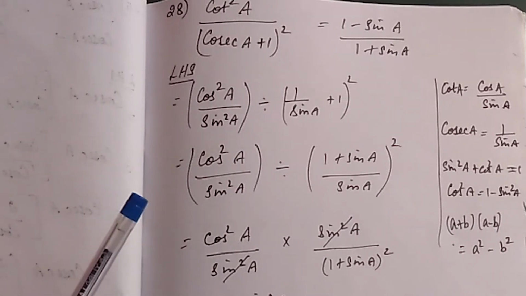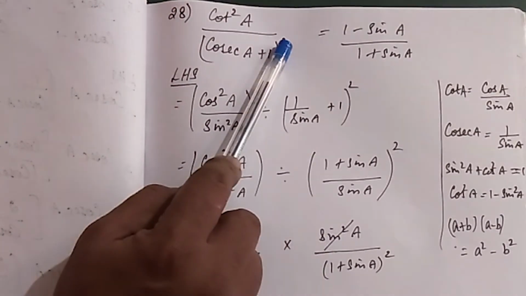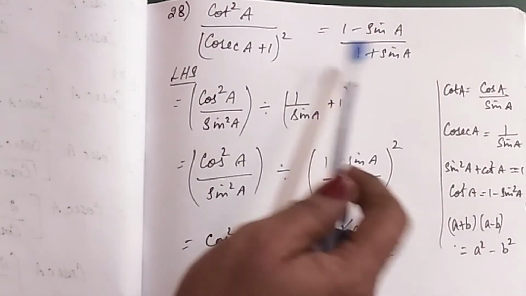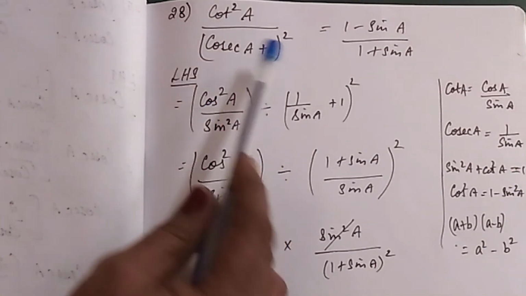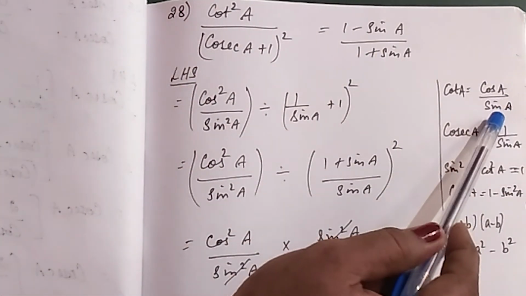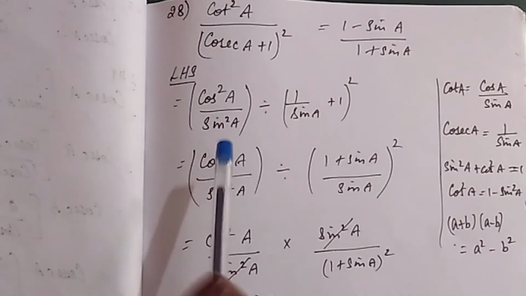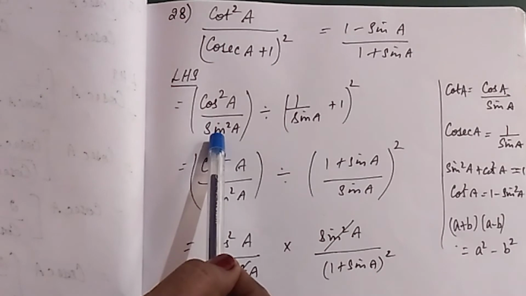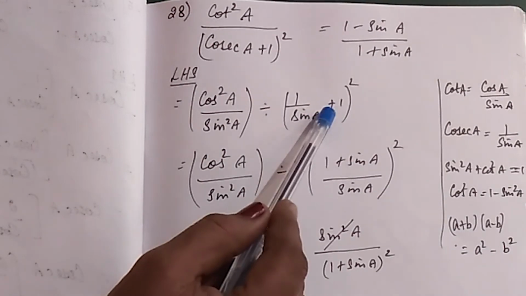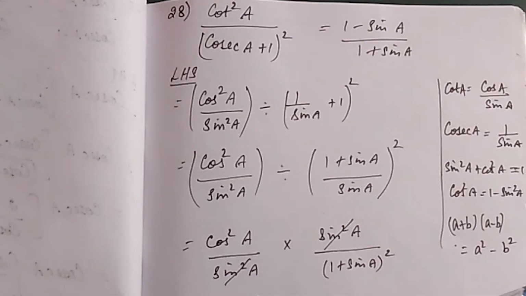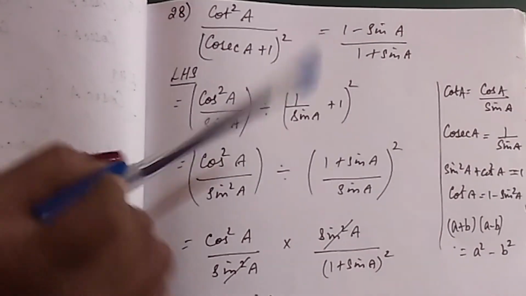Now see question number 28. Cot squared A upon (cosecant A plus 1) whole square is equal to (1 minus sin A) upon (1 plus sin A). Take the left hand side. Write cot as cos A upon sin A and cosecant as 1 upon sin A. So write cos squared A upon sin squared A divided by (1 upon sin A plus 1) whole square. In the place of cot, you will write cos upon sin. In the place of cosecant, you will write 1 upon sin.